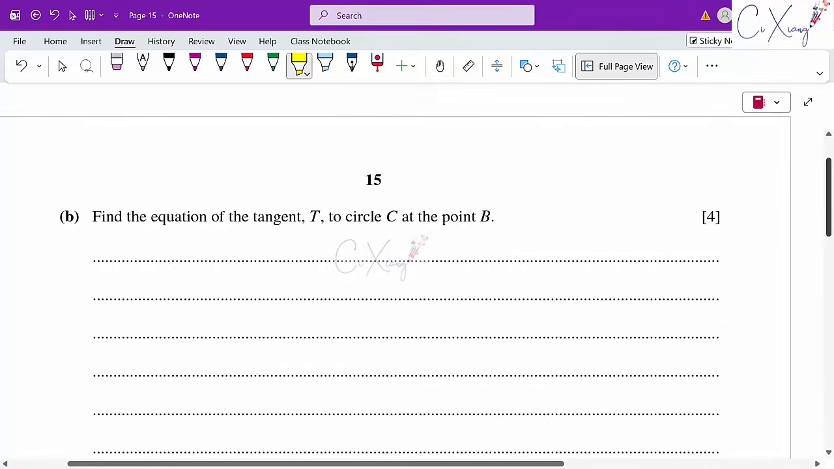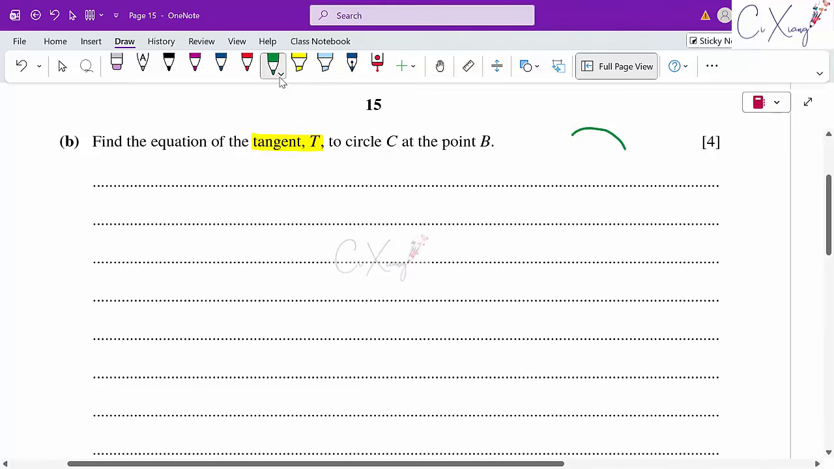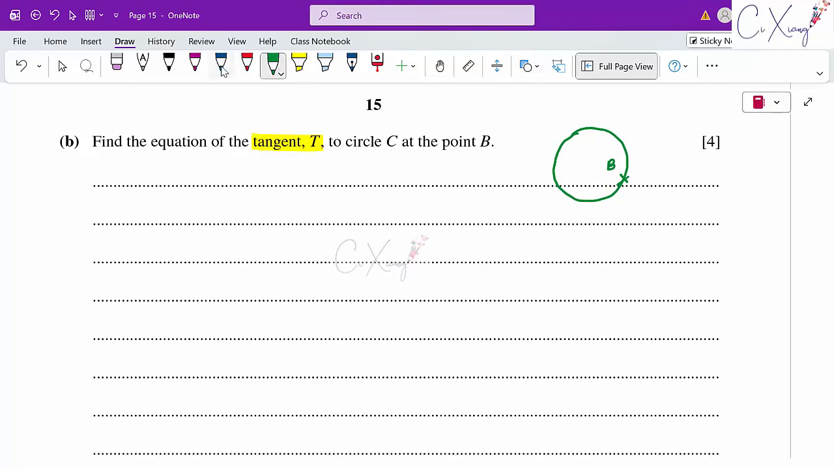For part B, find the equation of the tangent T to circle C at the point B. Okay, so let's have a look here. Let's say just now I have this circle and then point B is this one. And then we want to find the equation for this particular tangent at point B, right? And then we have a tangent here, the tangent line. Okay, so this is the tangent line, right? And this tangent line passes through the point B.